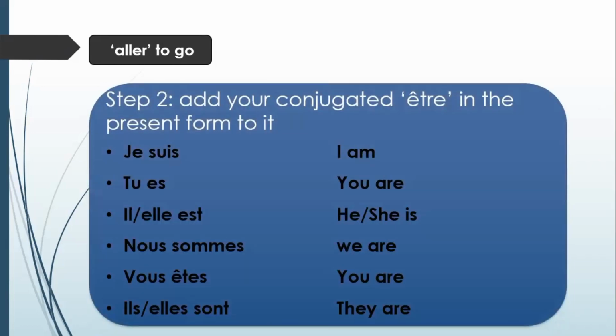So step 2: je suis, tu es, il est, nous sommes, vous êtes, and ils sont. So it means I am, you are, he or she is, we are, you are, they are. For conjugating irregular verbs in French in passé composé, that means in past tense, we use this être to conjugate it. But when we want to conjugate our regular verbs in past tense, we use avoir to conjugate it.